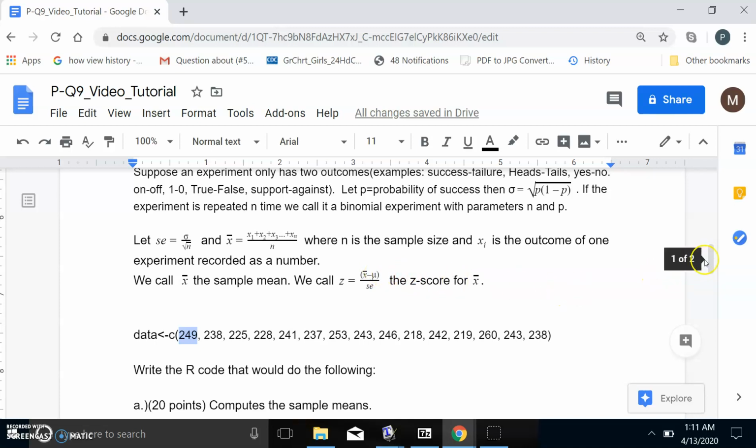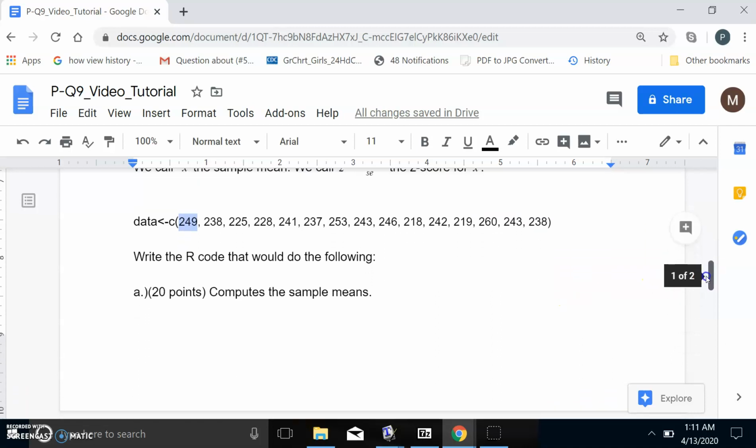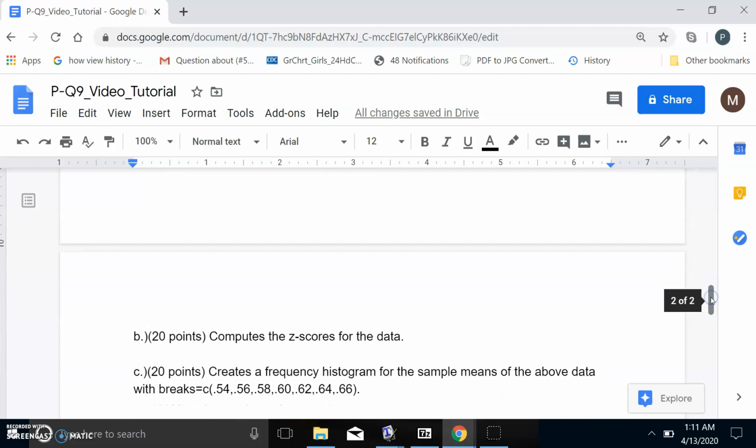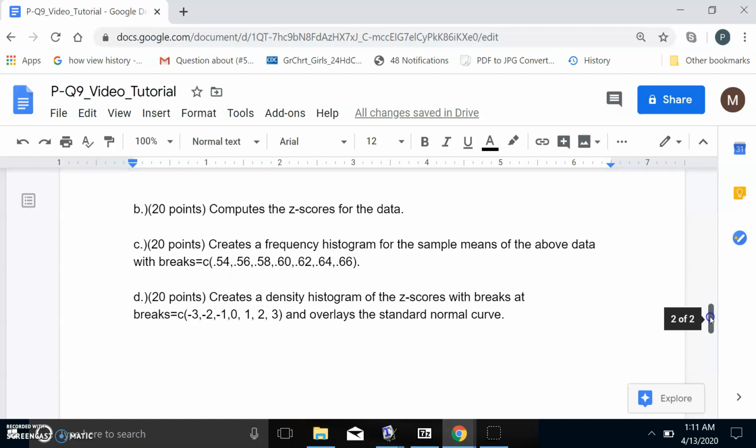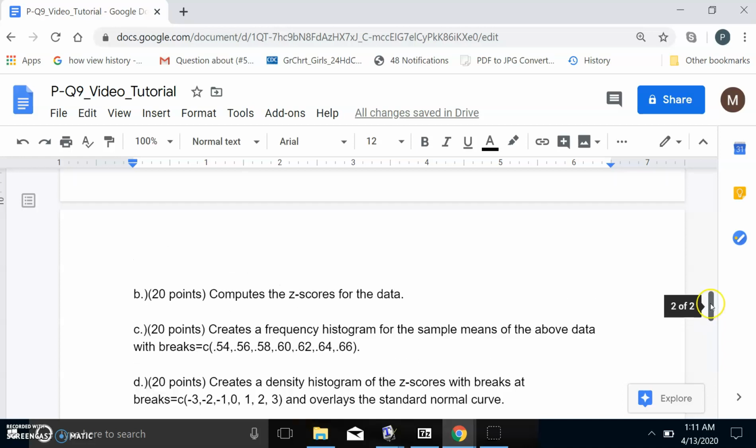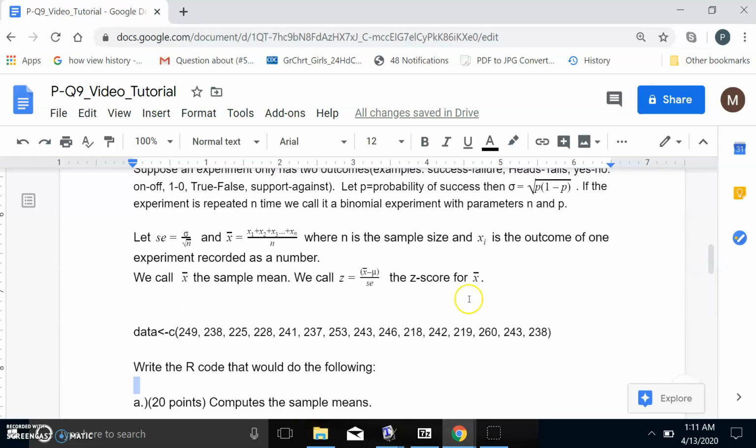Okay, let's now start answering the question. We need to write the R code that does the following: computes the sample means, computes the z-scores, creates a frequency histogram of sample means of the above data, and creates a density histogram of z-scores and overlays the standard normal curve. So let's start doing this.